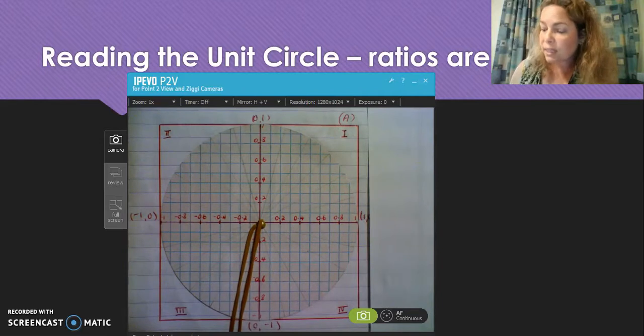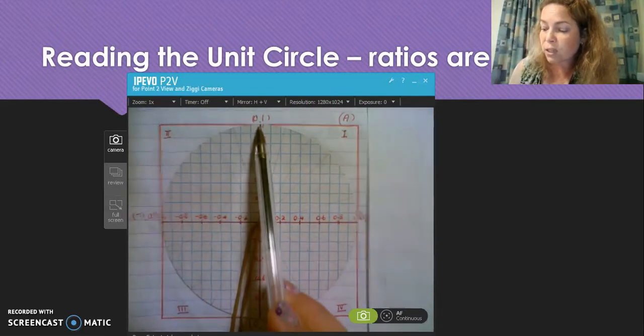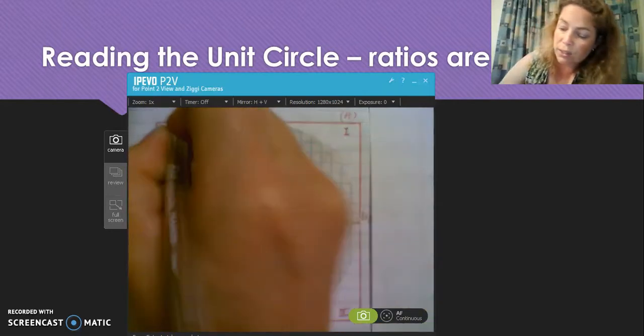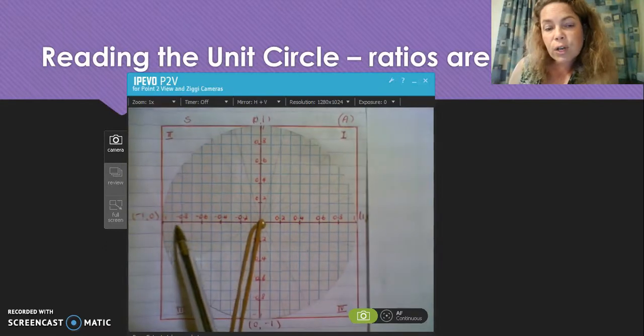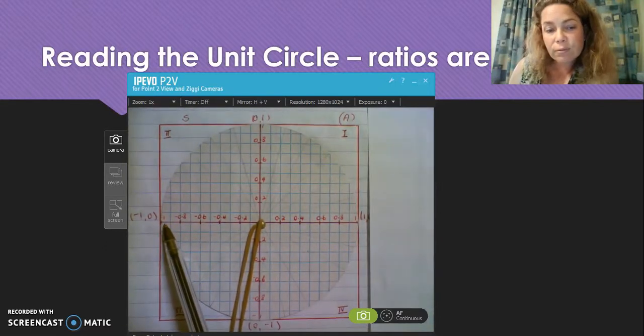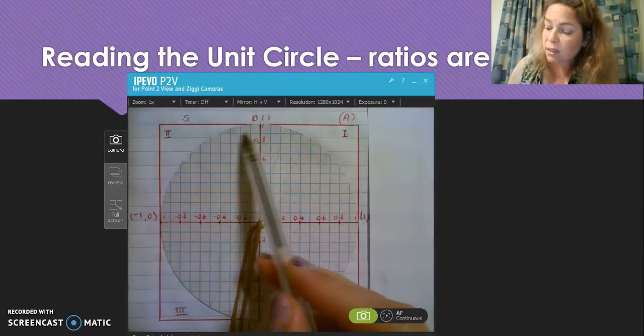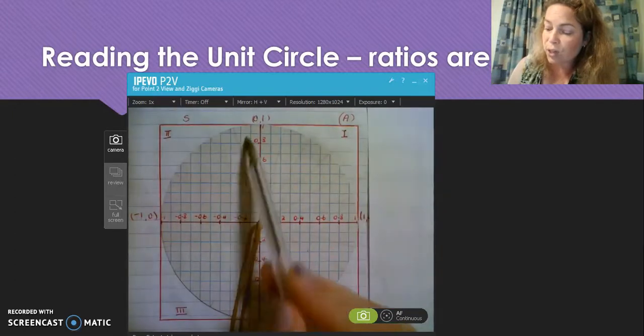In our second quadrant, we have positive for sine. So sine will be positive. But our cos value will be negative because we have a negative over this side.